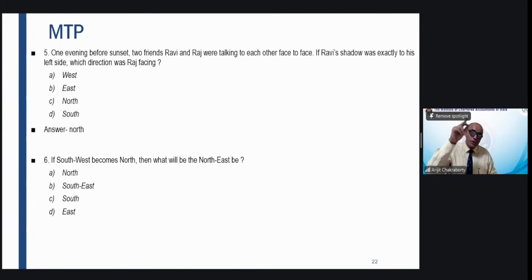Southwest is becoming north. That means southwest, please see, you go 45 degrees, you are going towards the west. You go another 90 degrees, then you are moving towards north. So translating from southwest to north, it is actually a movement of 135 degrees.